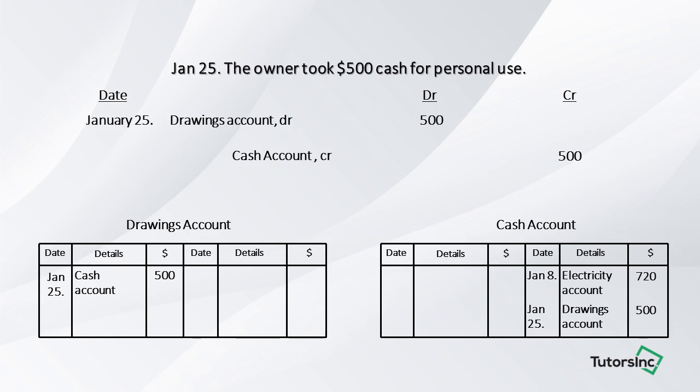on the credit side of cash account, and the name is going to be of the opposite heading, which is drawings account. Just like the other transactions, the amount will remain the same in case of both entries, which is $500.